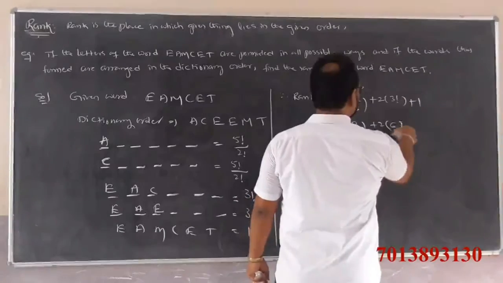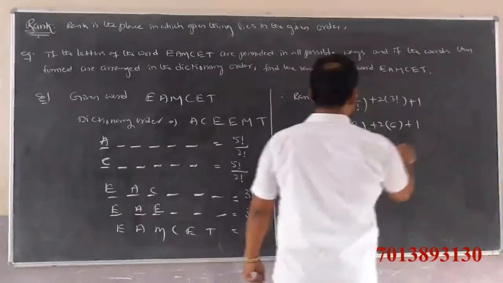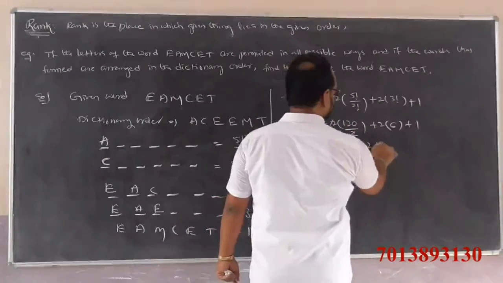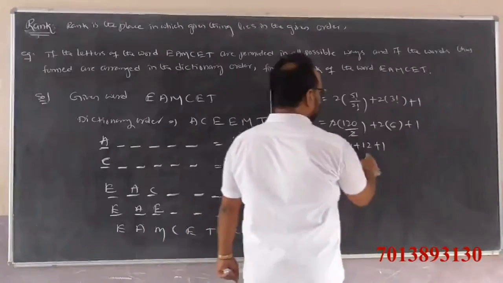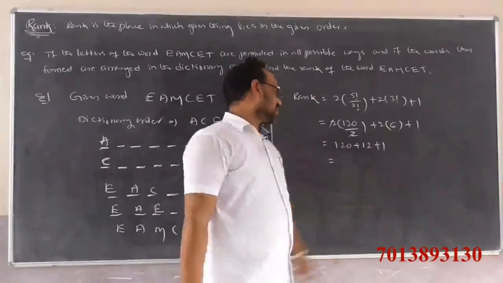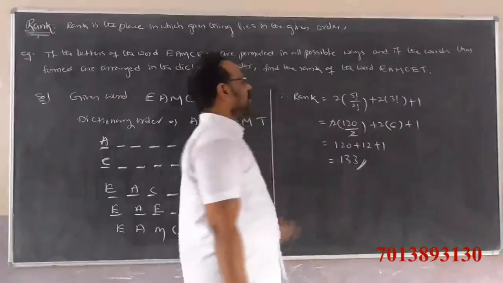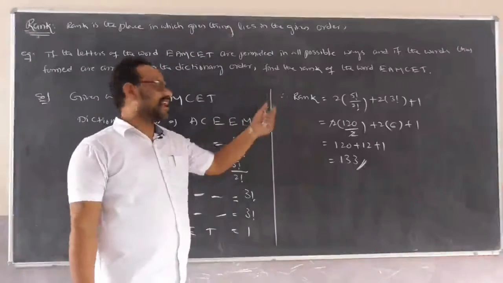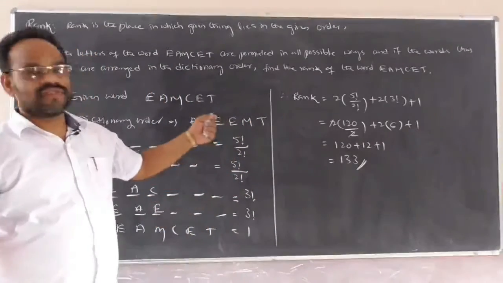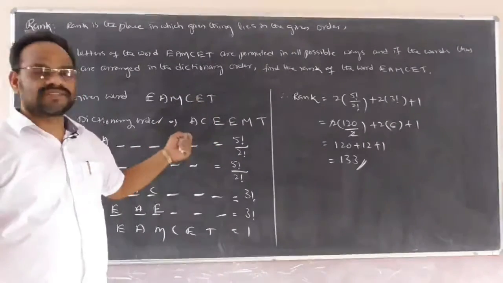So 5 factorial is 120, divided by 2 factorial, which is clearly 2, plus 2 times 3 factorial, how much? 6, plus 1. So the 2 and 2 get cancelled. 120 plus 2 sixes are 12, plus 1. 120 plus 10 is 130, 132, plus 1, clearly 133. What is the rank of the word LSET? Clearly 133. Let us discuss the shortcut.